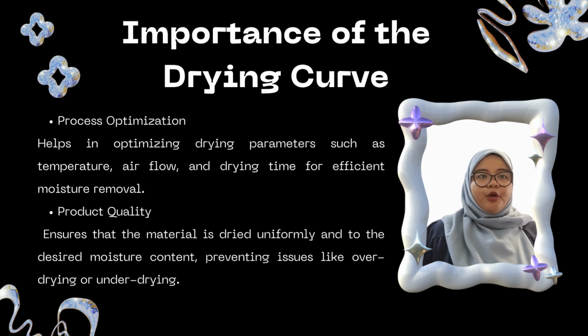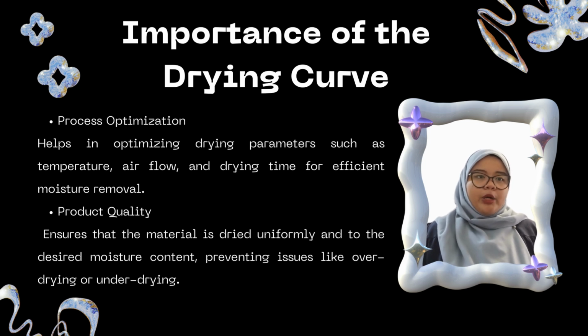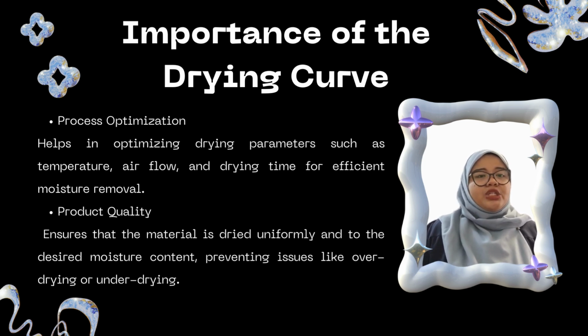Next, we will move to the importance of drying curves. First is process optimization. It helps in optimizing drying parameters such as temperature, airflow, and drying time for efficient moisture removal. And it is also important for product quality, to ensure that the material is dried uniformly and to the desired moisture content, so we can prevent issues like over-drying or under-drying.